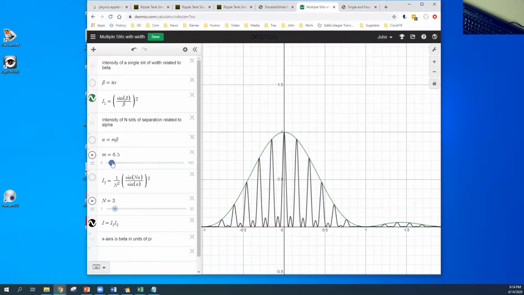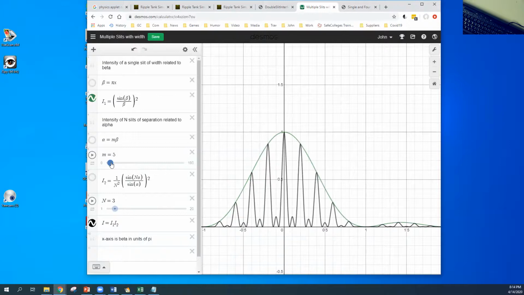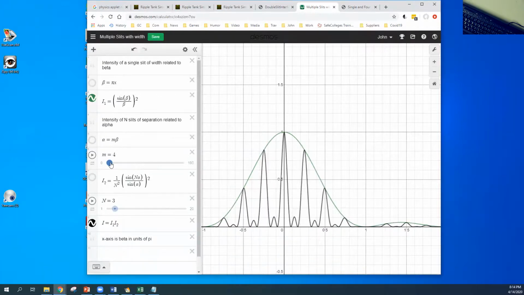What if we make that number smaller? Then you might get a pattern that's more like this. Now, the individual slits are 1/4 in width of the distance between them. Let's say that they're 1 millimeter apart, so from one slit to the next is 1 millimeter. Each slit would be 1/4 of a millimeter in width.